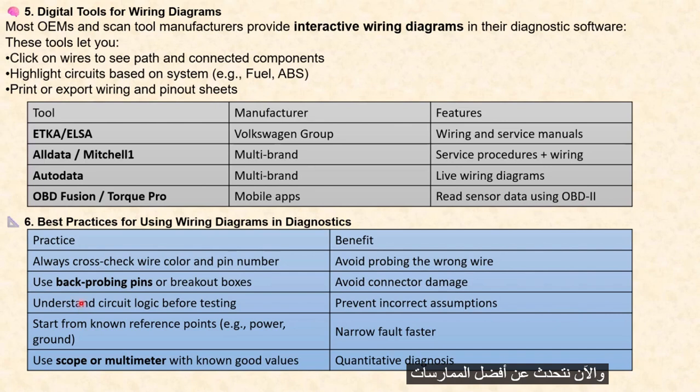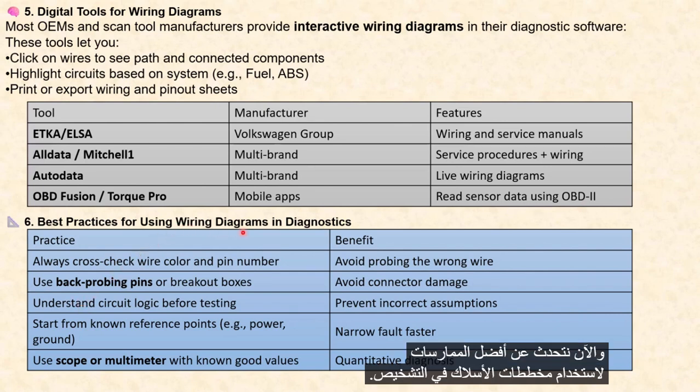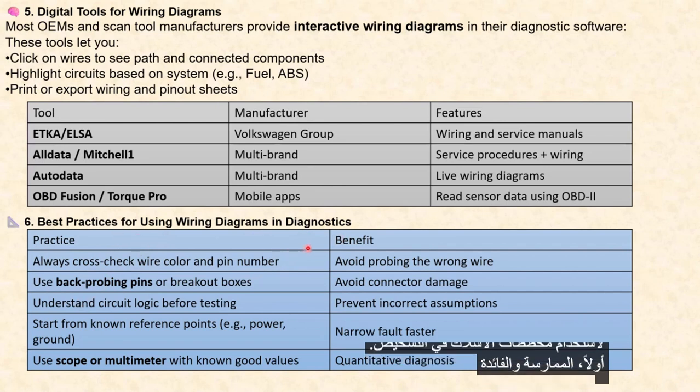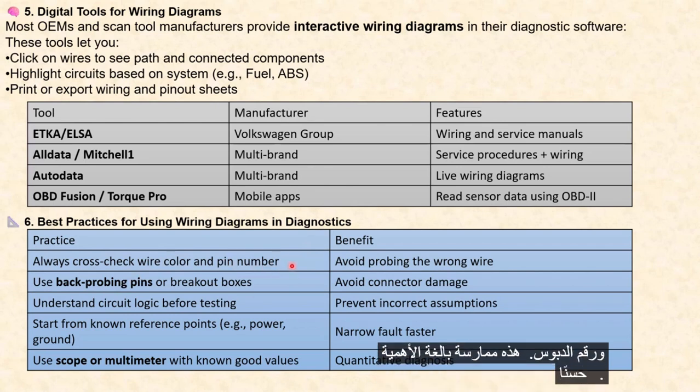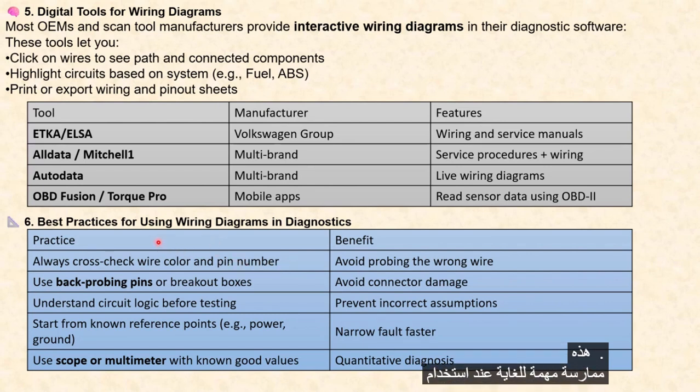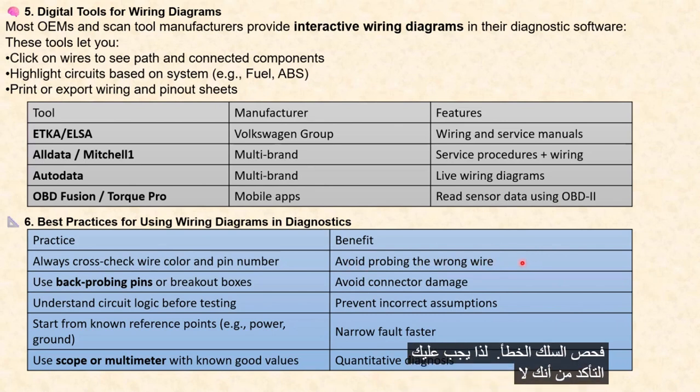Now talking about the best practices for using wiring diagrams in diagnostics. The first is the practice and the benefit. Always cross-check wire color and pin number. This is a very important practice while using wiring diagrams. The benefit of this practice is to avoid probing the wrong wire, so you have to ensure that you are not checking the wrong wire.